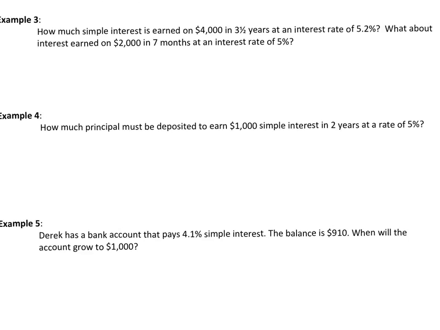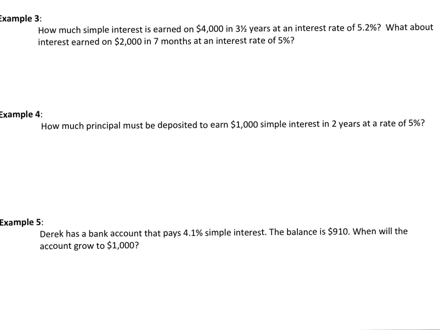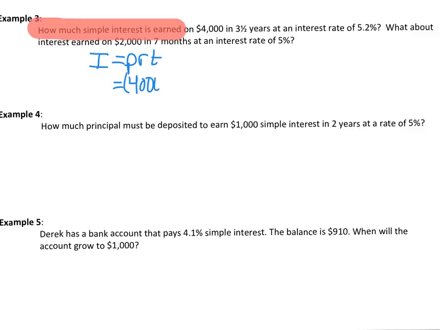Okay, let's look at an example here. Number 3, you're going to calculate simple interest, and you've got to be careful here. It's asking how much simple interest is earned, so it's asking for interest. In the equation I = PRT, it's looking for the interest. We plug in our principal, which is 4,000. That's what we start with. Our rate is 5.2%, but as a decimal, that's 0.052. And our time is 3.5 years, which is 3.5.